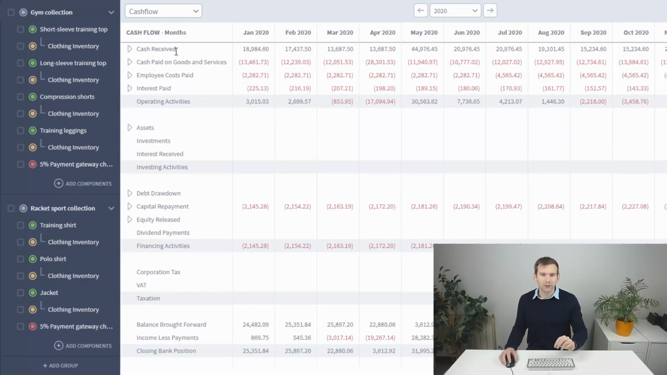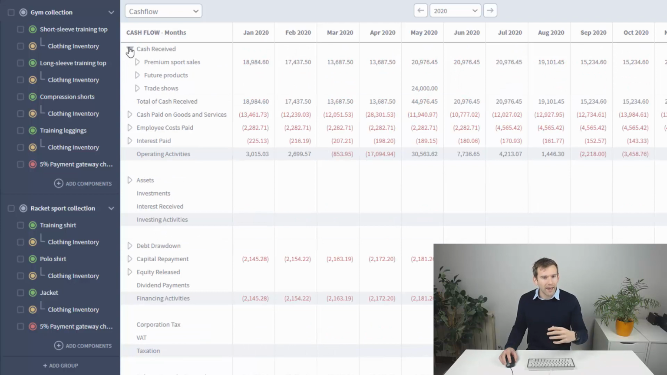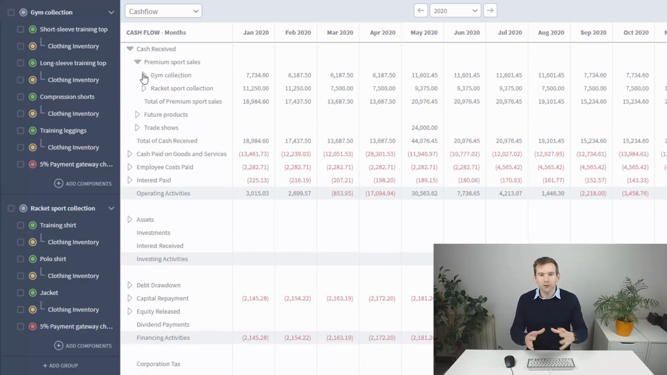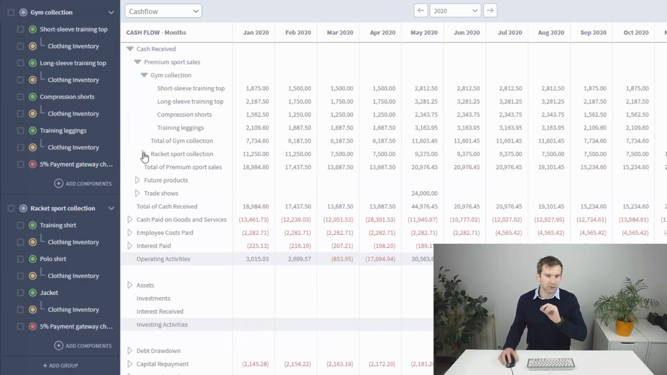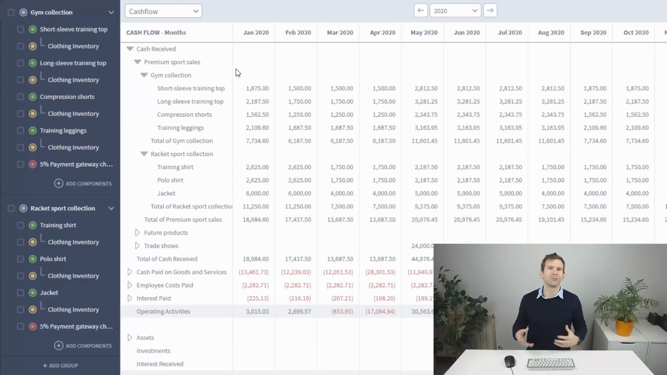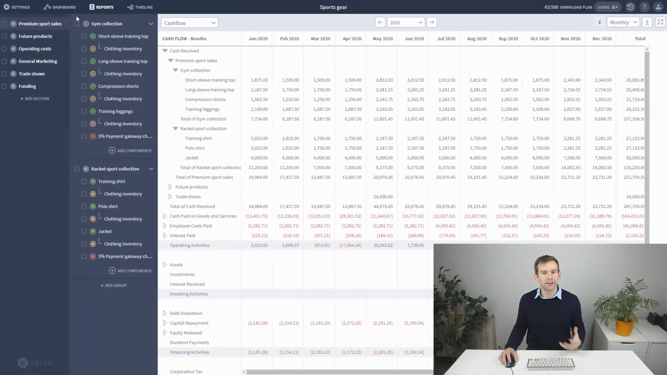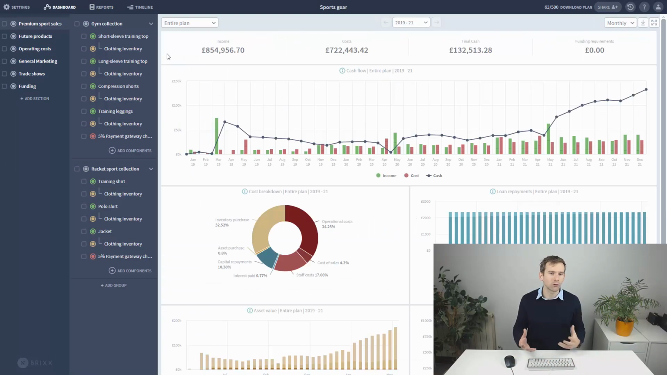You can dive into these accounts to see and compare these groups that you set up and drill all the way down to the component level, so you'll always know exactly what each account is made up from, even if you don't have a financial background. It means that anyone can look at a Brixx plan and quickly understand what the business does and where it's going.